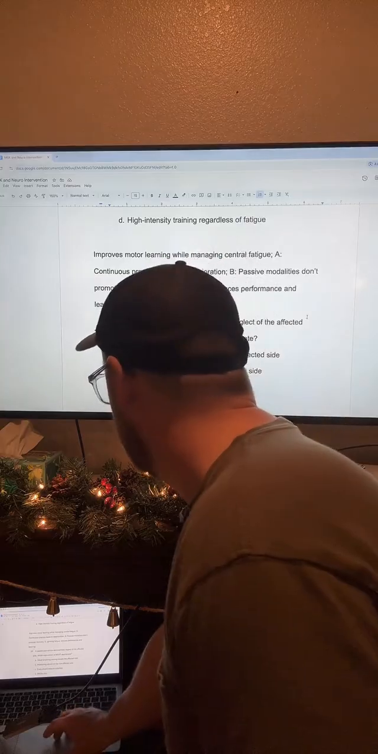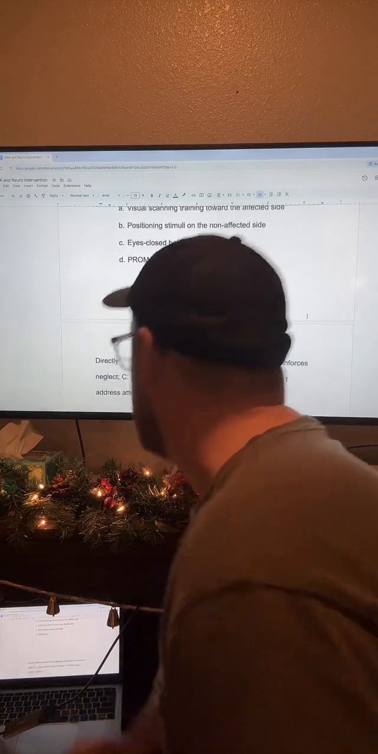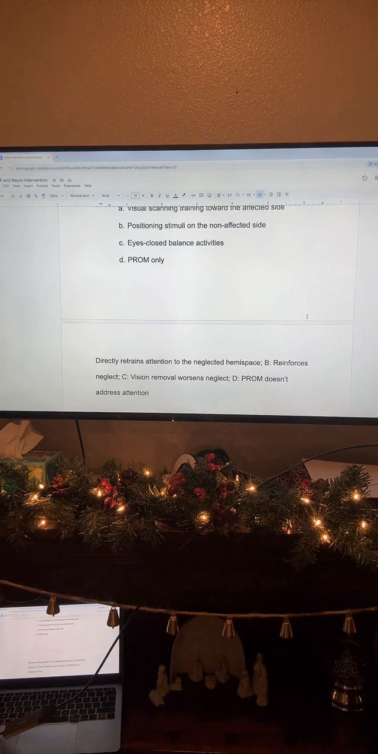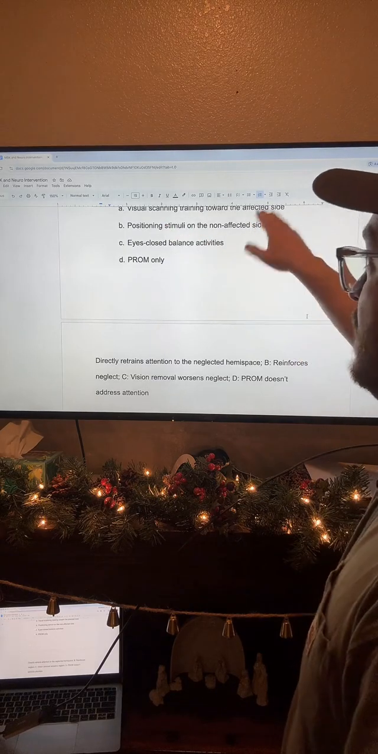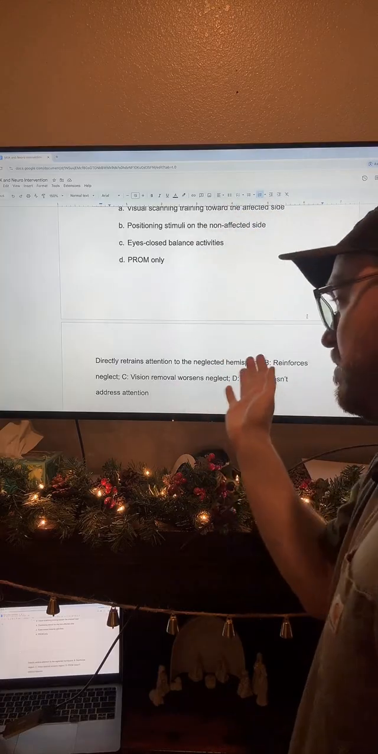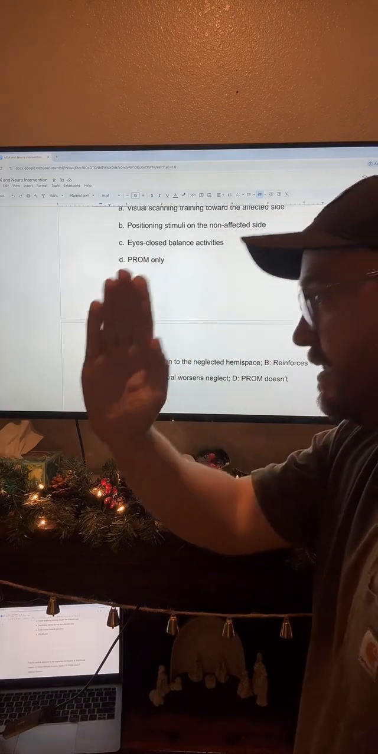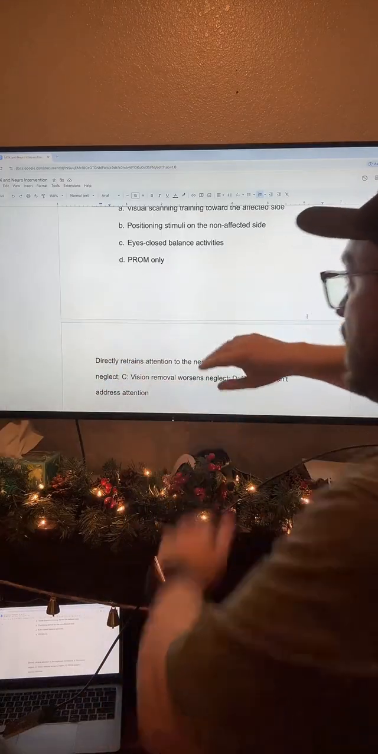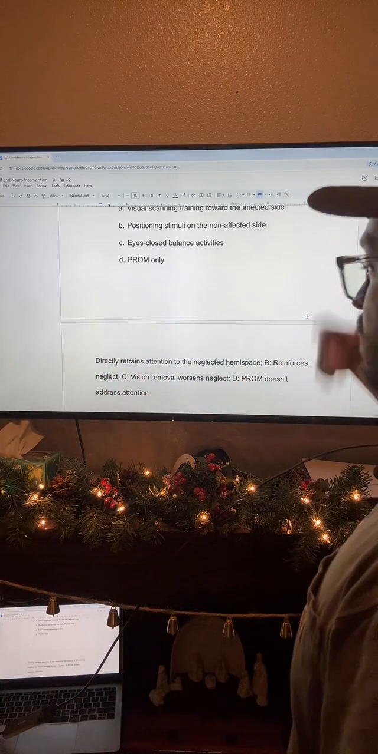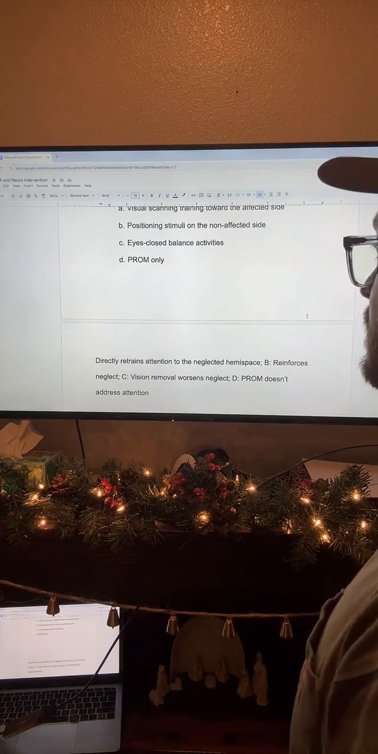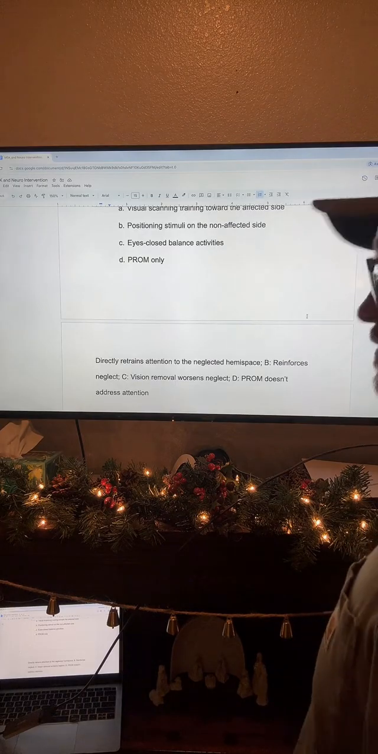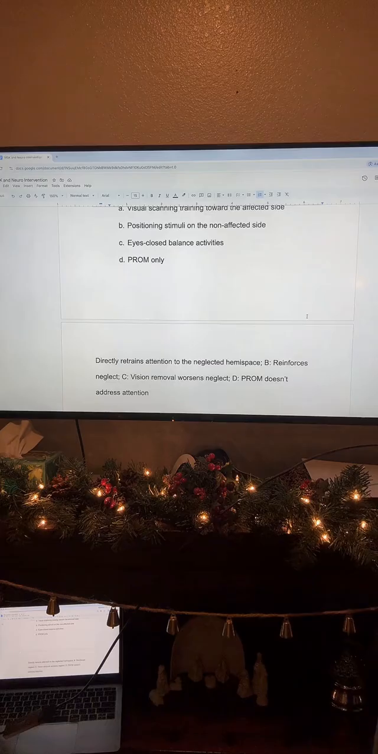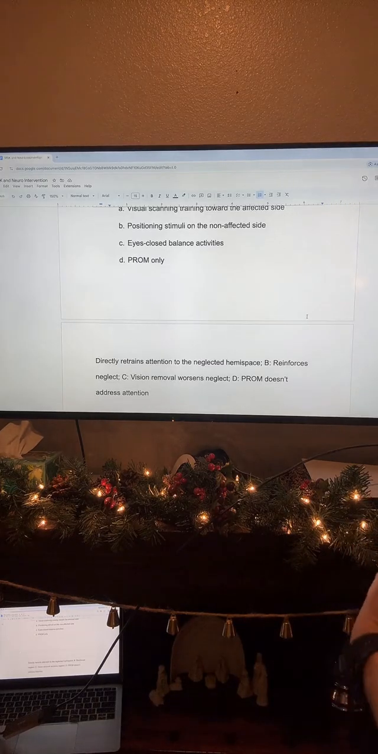Okay, so the answer is A. Visual scanning toward the affected side is going to directly retrain attention to the neglected hemispace. B is going to reinforce neglect because you're putting stimuli on the non-affected side. They're already maintaining gaze at midline or over to the non-affected side, and so it's just going to reinforce the neglect. C, if you make them close their eyes and try to balance, vision removal is also going to worsen their neglect. And passive range of motion doesn't address attention.